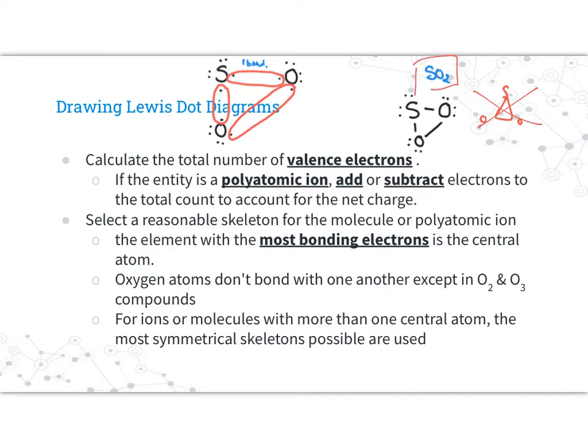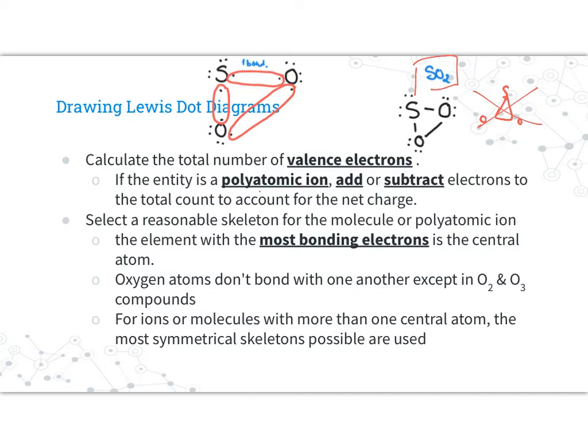So we're going to calculate the total number of valence electrons in our compound. And that again is by counting across our periodic table. We do not count core electrons. If the entity is a polyatomic ion, so one of those listed at the top of our periodic table, we're going to add or subtract electrons to the total count to account for the net charge. I have an example for this, so don't fret if you're like, what are you talking about?